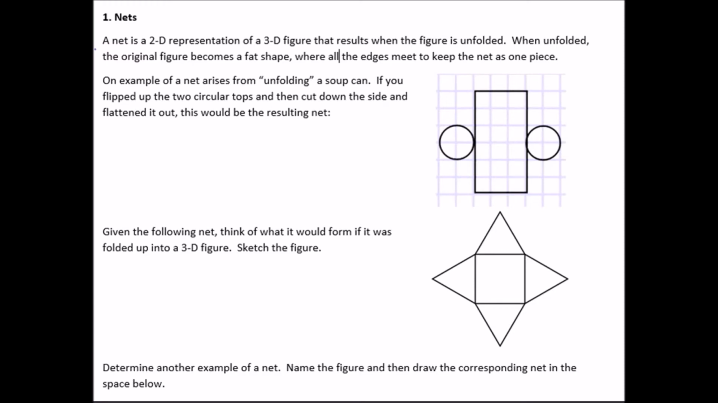See what happens now. Okay, so one example. If we flipped up these two circular sides so that you would not even be able to see them, and then we'd wrap this rectangle around, then it would become a soup can. So this is a cylinder.